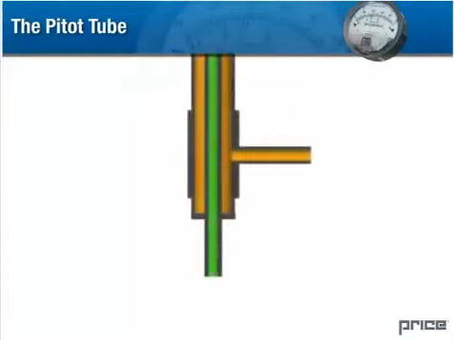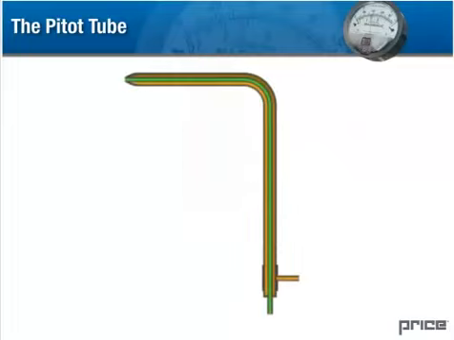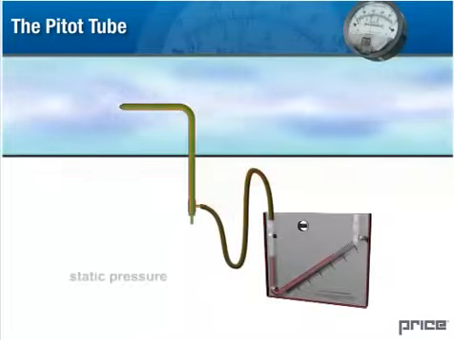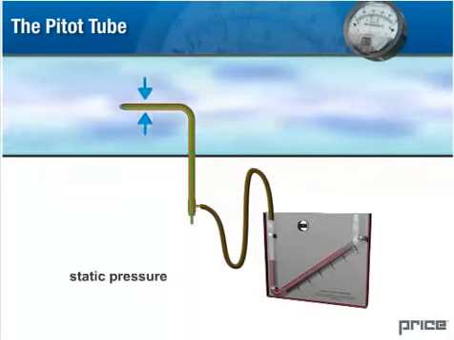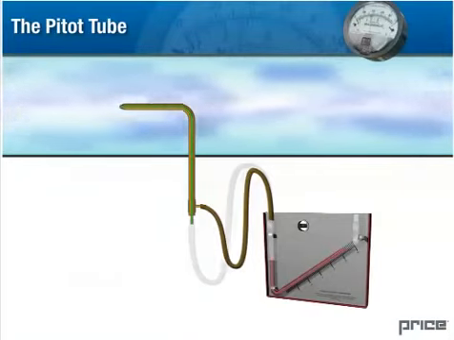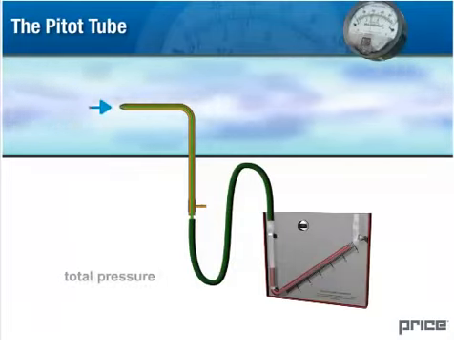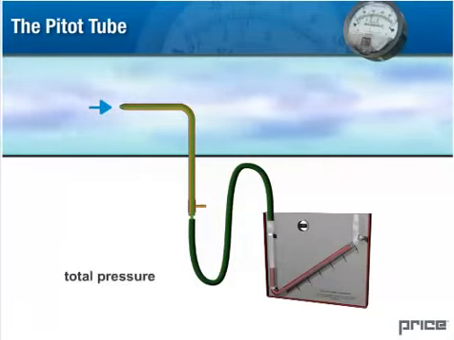There are taps that allow us to connect a manometer to either the inner or the outer tube. The outer tube receives its signal from small holes in the tube wall and is exposed to the duct static pressure only. Here we see static pressure measured by the pitot tube. The inner tube receives its signal from the hole facing the airstream and is therefore exposed to the total pressure. Here we see total pressure measured by the pitot tube.